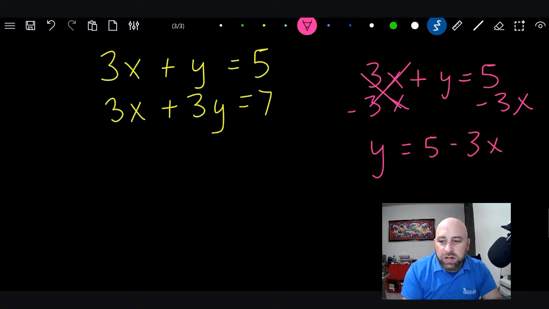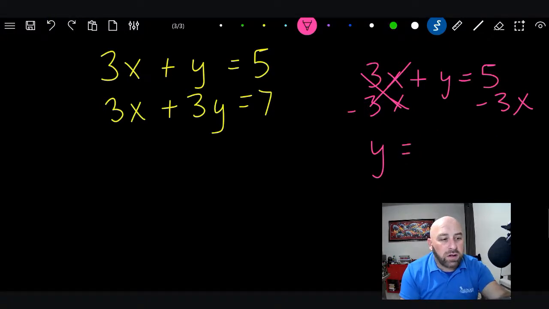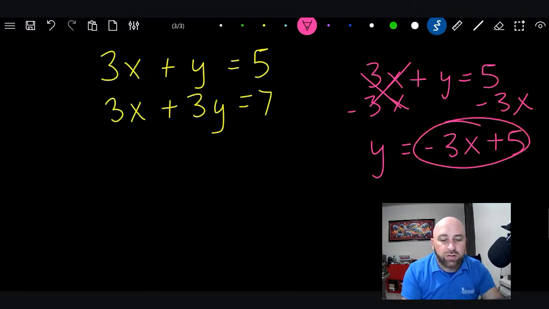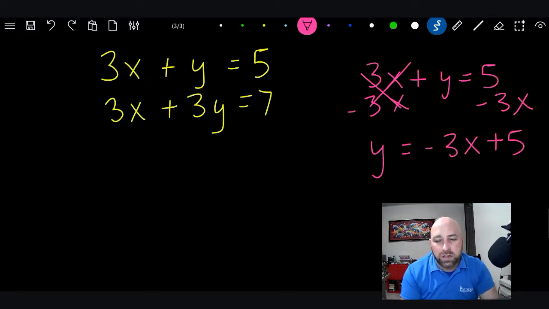You could also write it the other way. We could write it in what's called slope-intercept form. So I could write it, instead of that, negative 3x plus 5. That's probably more like you're used to, because that's y equals mx plus b. So if that makes you happy, go ahead and do it like that. It'll also work the other way, no problem.